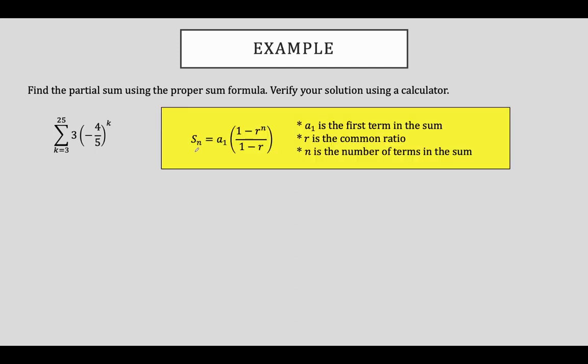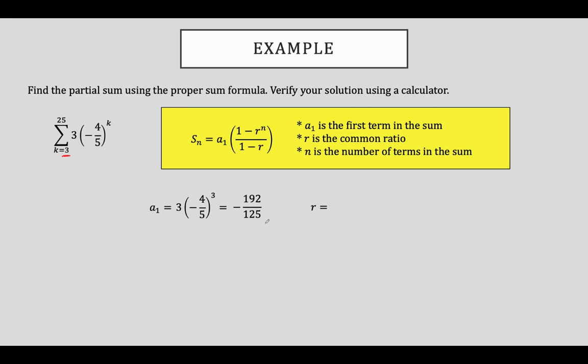We want to use the formula S sub n is equal to a1 times the quantity 1 minus r to the n divided by 1 minus r. So we need to know a1, the first term in the summation. Well, this summation actually begins at 3. So to find the first term in the sum, I need to plug in 3 for k. Plugging in 3 for k, that gives us 3 times -4/5 raised to the third power. We type this into our calculator. We hit the math frac button, and we end up with -192 over 125.